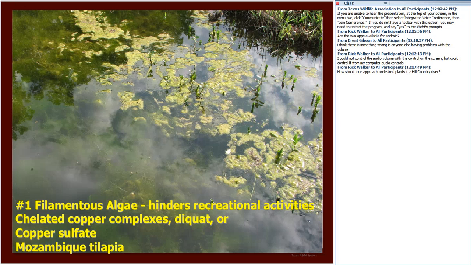So, the first one that we're going to cover today, and I'm going to spend a lot of time on this plant species because it is by far the number one most problematic plant in Texas. I receive 70% of my aquatic vegetation calls about filamentous algae. Filamentous algae is nasty stuff because, you know, it hinders our recreational activities.